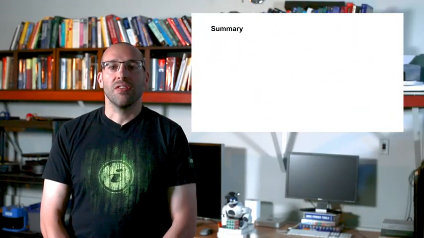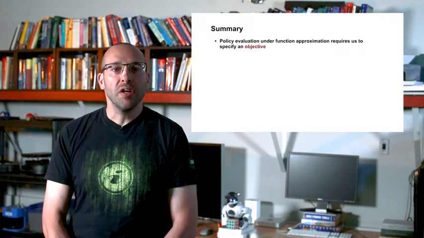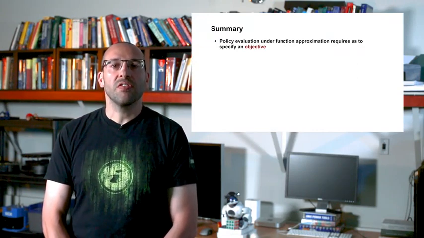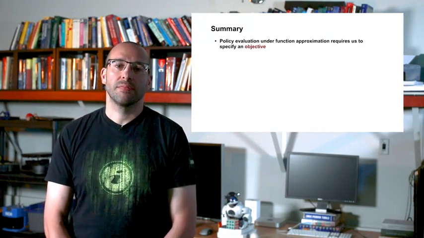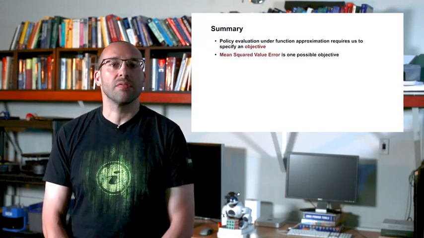That brings us to the end of this video. You should now understand why policy evaluation under function approximation requires us to specify an objective. The mean squared value error is one possible objective.